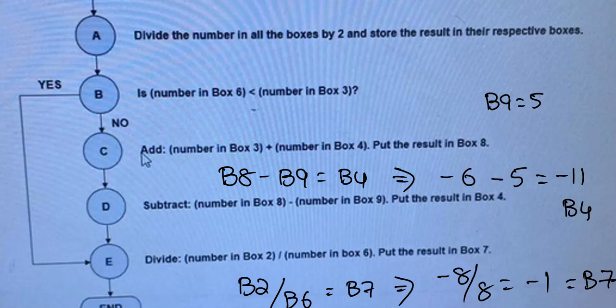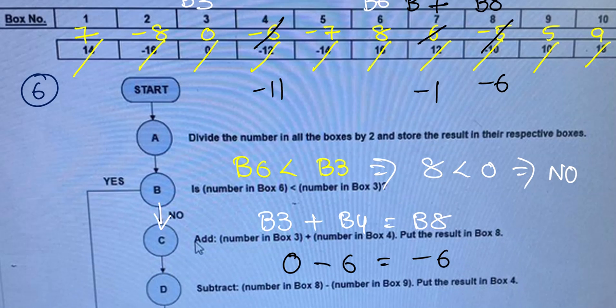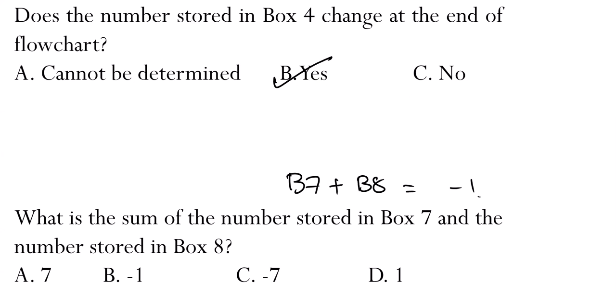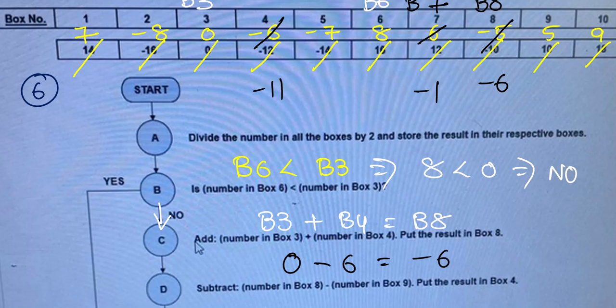Yeah, box 7 is minus 1. Box 8 is minus 6. Box 7 minus 1, box 8 is minus 6. The result is minus 7. That should be updated in box 8. Box 8 is minus 7. Updated. Next.